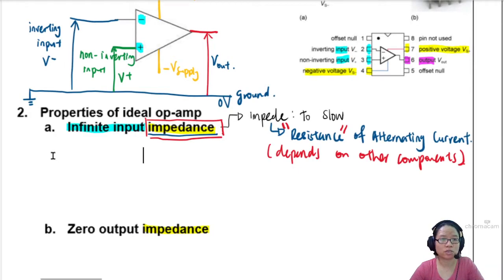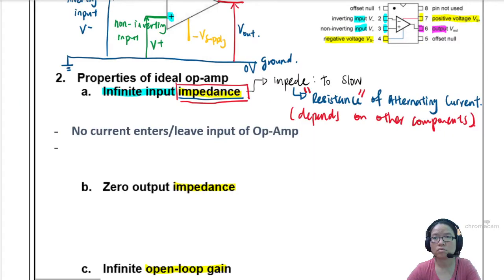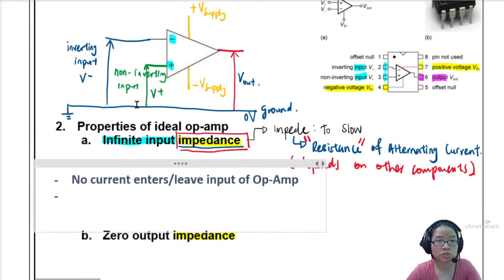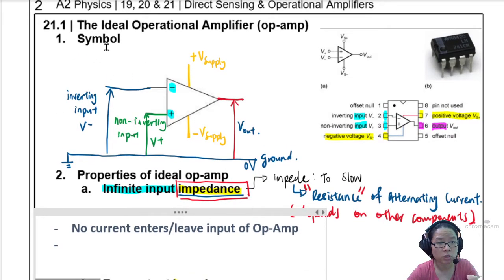Okay, in the process of saving space, I will try to type that out. All right, so no current enters or leaves the input of the op-amp. To make that happen, we will have infinite input impedance. But there's also a second reason why we want infinite input impedance. We don't want current inside the op-amp, especially from the input part of the circuit. This is because if you think of what you have learned in your sensing devices, all your sensing devices will be connected to these two inputs of your operational amplifier.